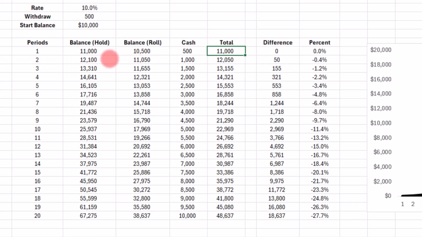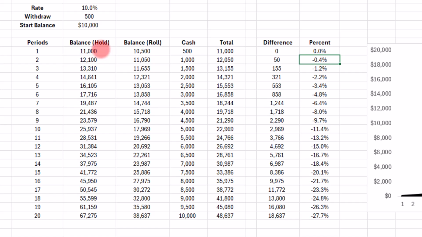But look what happens as we move through time. After the second year, trader number one has 12,100, but trader number two has 12,050. So right now there's a $50 difference between the two, not real big, or he's about 0.4% behind the trader who does not roll.